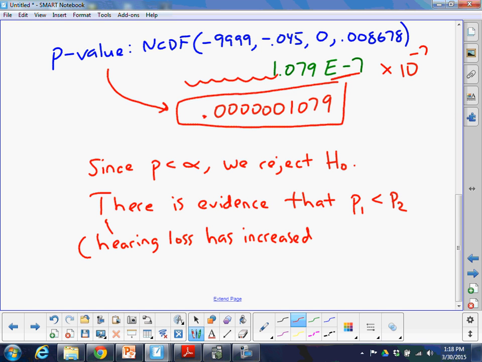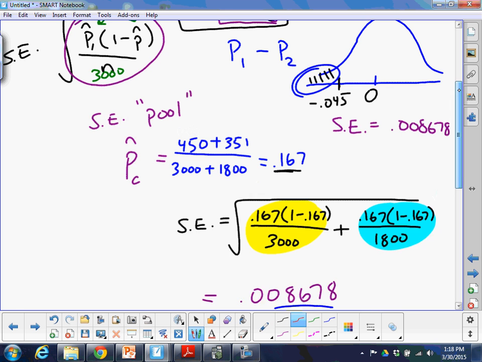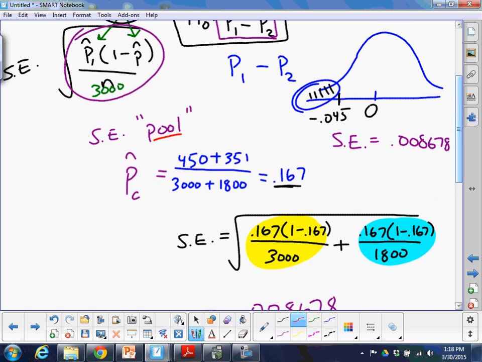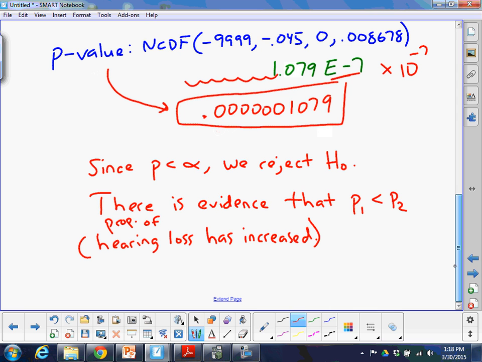Okay, or something like the proportion of. Okay, and that's it. There's your conclusion. Okay, so that's doing it manually. It's a little bit iffy with some of the pooling stuff that you need to remember and then the formulas and whatnot. But it does follow a lot of the same procedures.